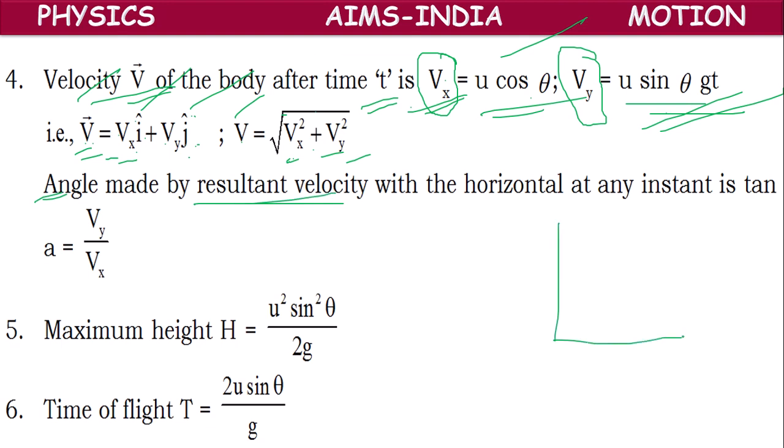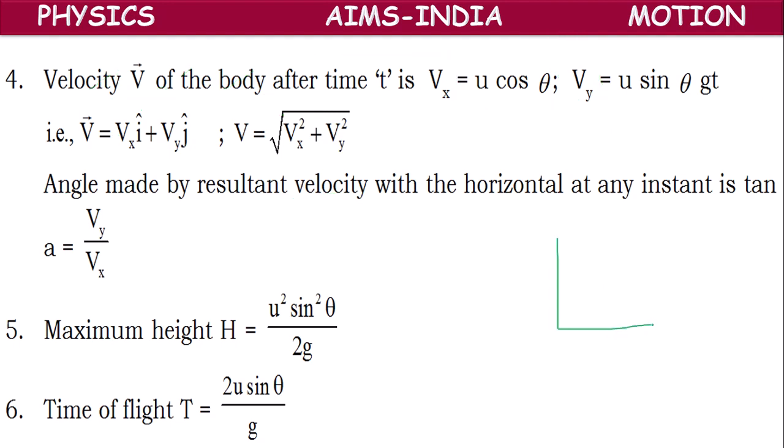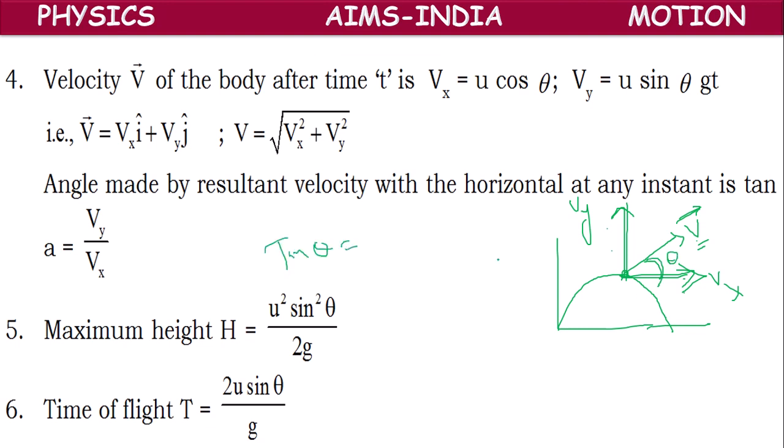So the angle made by the resultant velocity with the horizontal at any instant. Suppose at any instant at this point, if this is horizontal direction, this is vertical direction, this is velocity in horizontal direction vx, this is velocity in vertical direction vy. If v is the resultant velocity of these two, then the resultant always makes an angle with the horizontal given by tan theta equal to vy by vx. Means vertical component of velocity by horizontal component of velocity will give the angle made by the resultant with the horizontal.